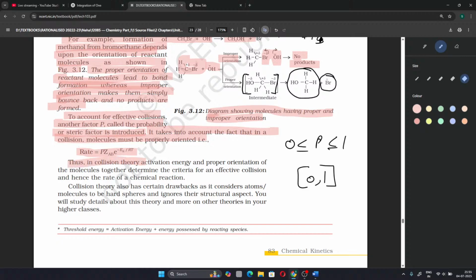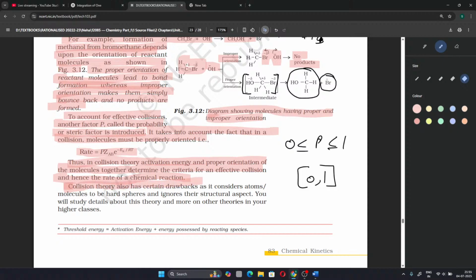Thus, in collision theory, activation energy and proper orientation of the molecules together determine the criteria for an effective collision and hence the rate of a chemical reaction. Okay, they're saying it depends both on the energy and proper orientation. Basically, same thing they repeated here again.